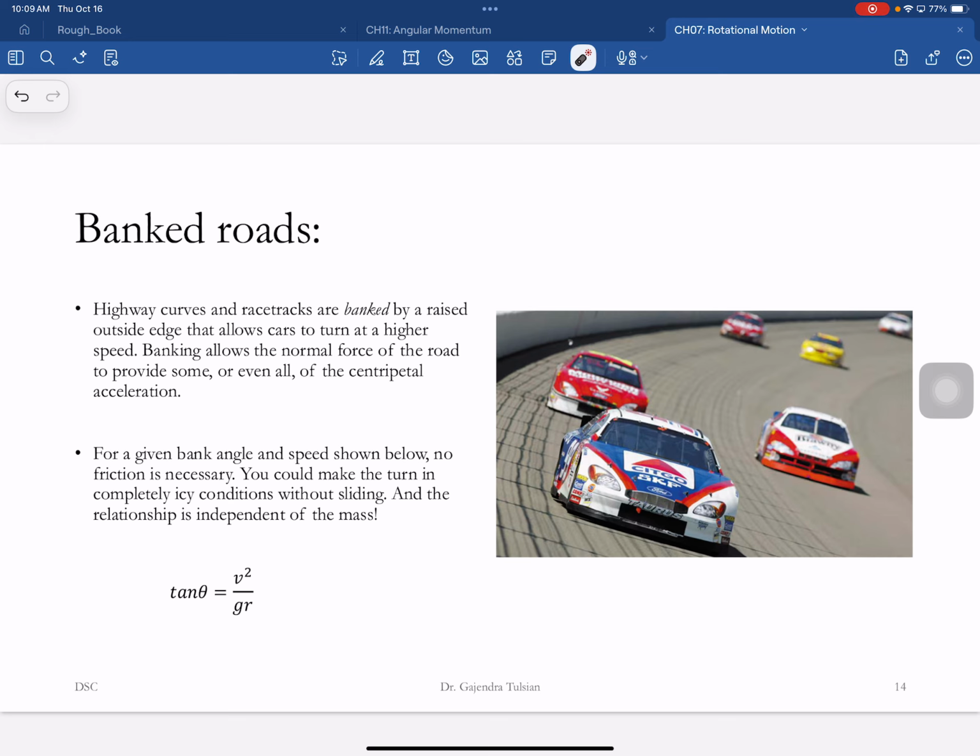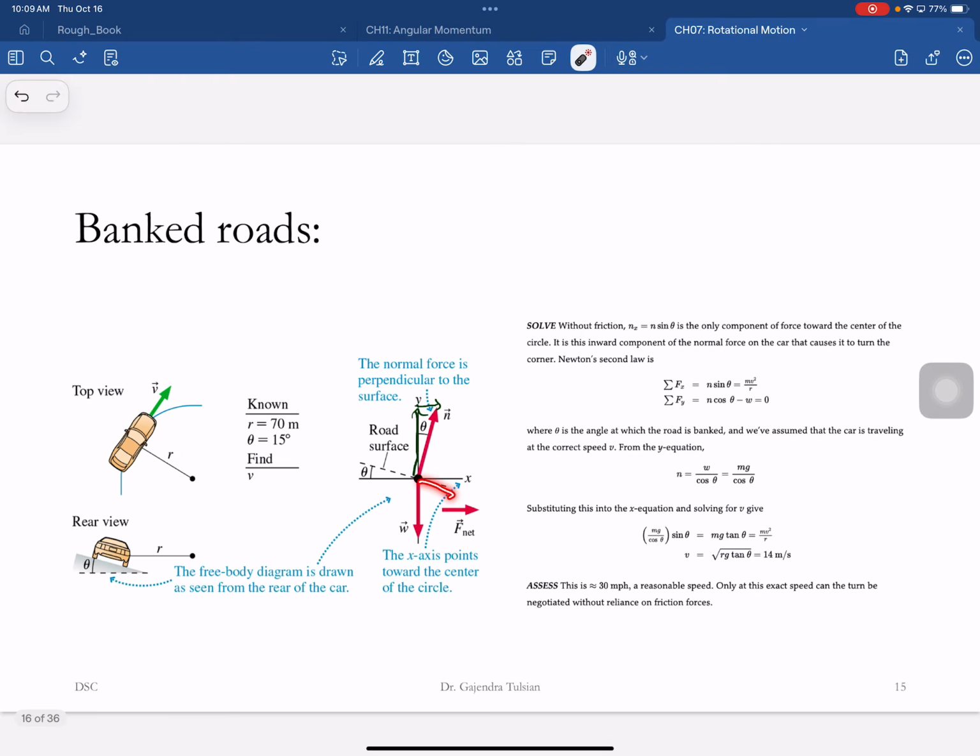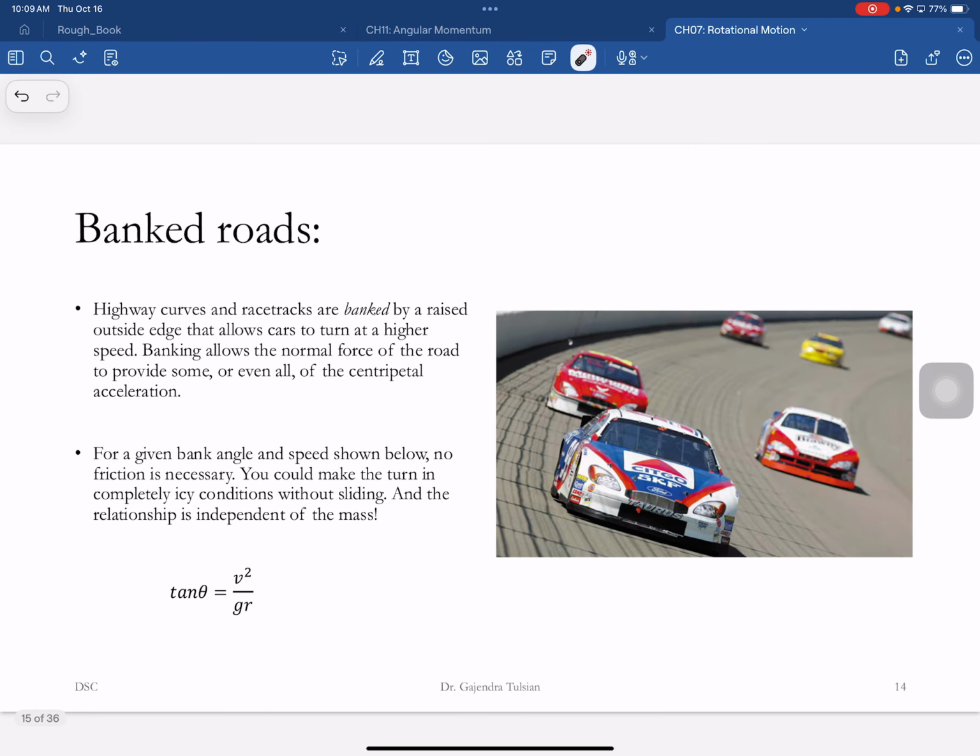So does it also technically change their center of gravity, making it easier to turn? No, it's not changing the center of gravity. So all this is about is not having to use friction force. It's just the normal force providing you that. There's something very neat about this formula. Can you tell me that? Do you notice something?